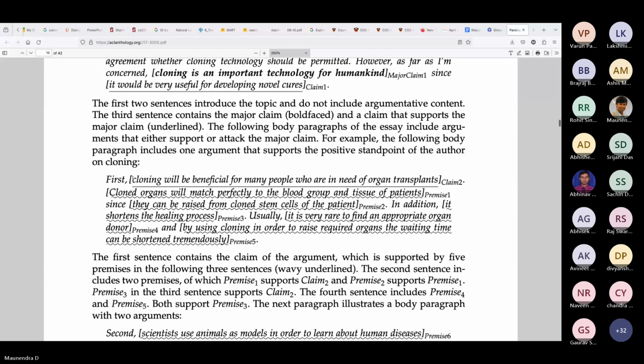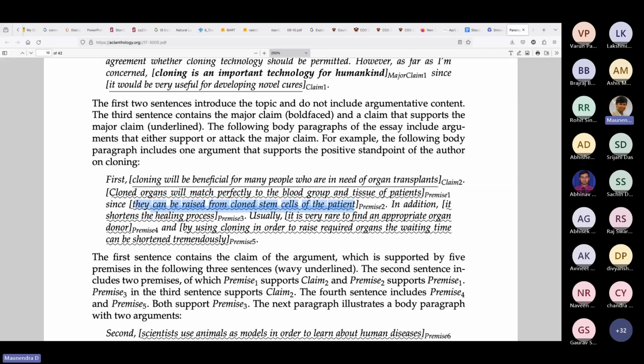Then it continues. First, cloning will be beneficial for many people who are in need of organ transplants. Again, a claim statement, a simple statement, a claim. Cloned organs will match perfectly to the blood group and tissue of patients. So this is a reasoning, which is a premise for the claim. Since they can be raised from cloned cells of the patient. So this premise 2 is supporting premise 1.